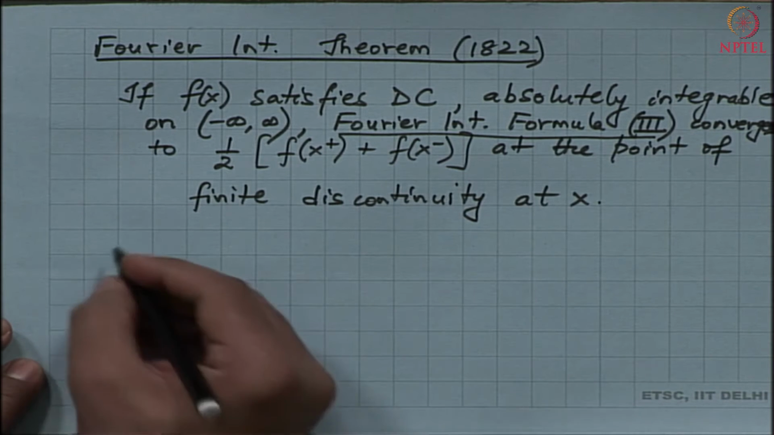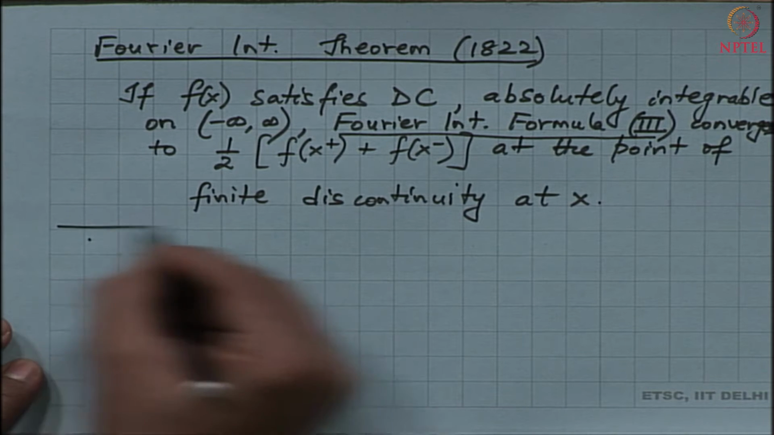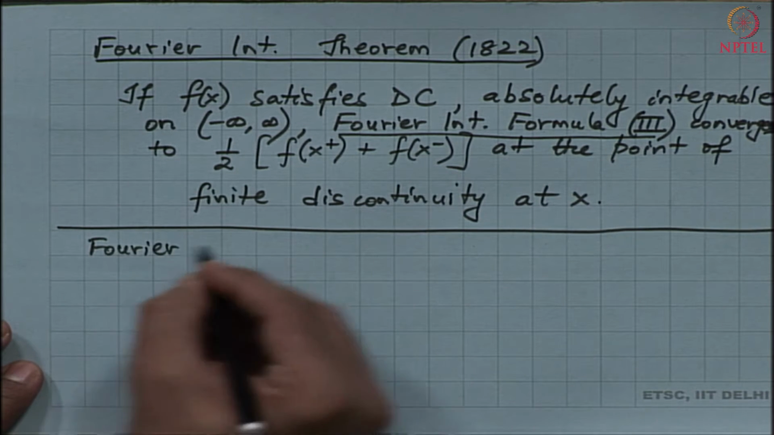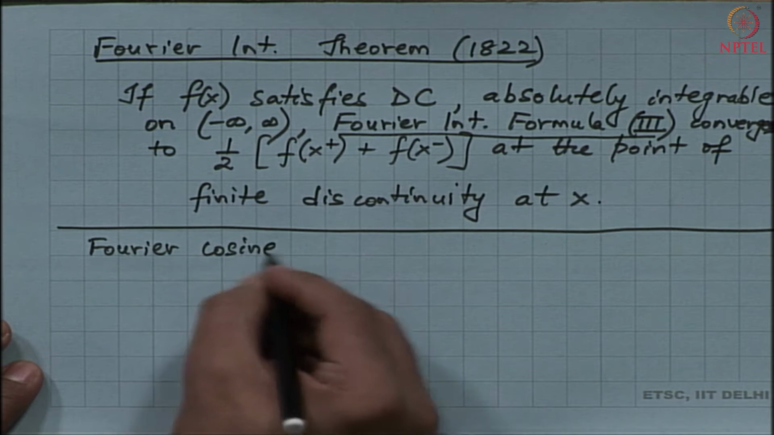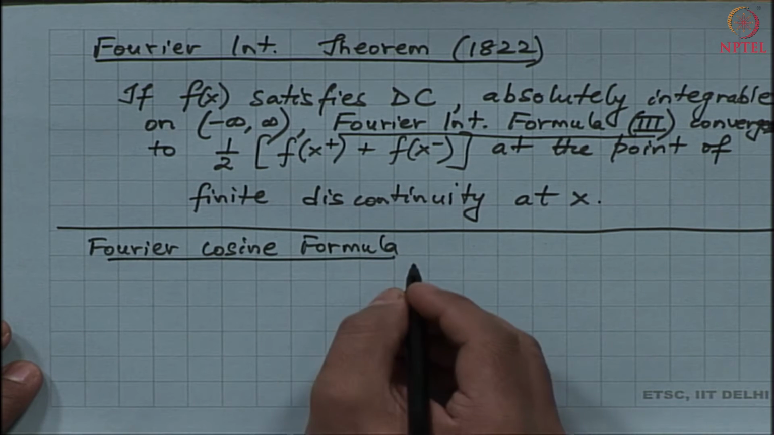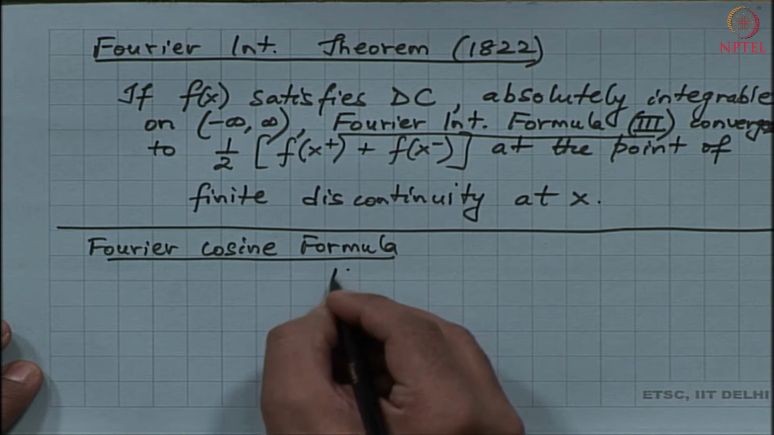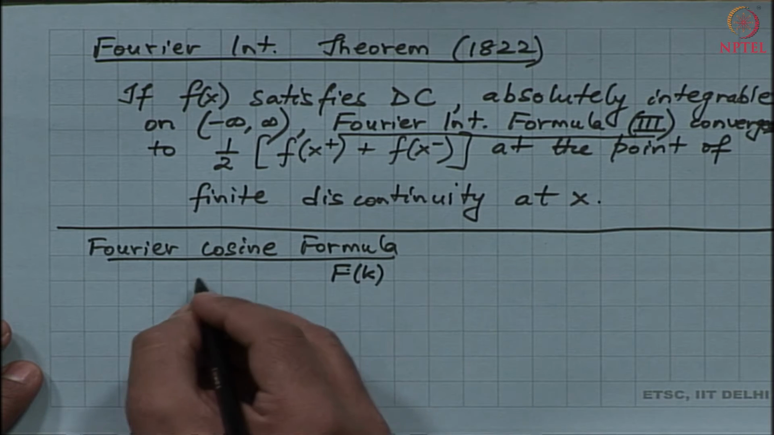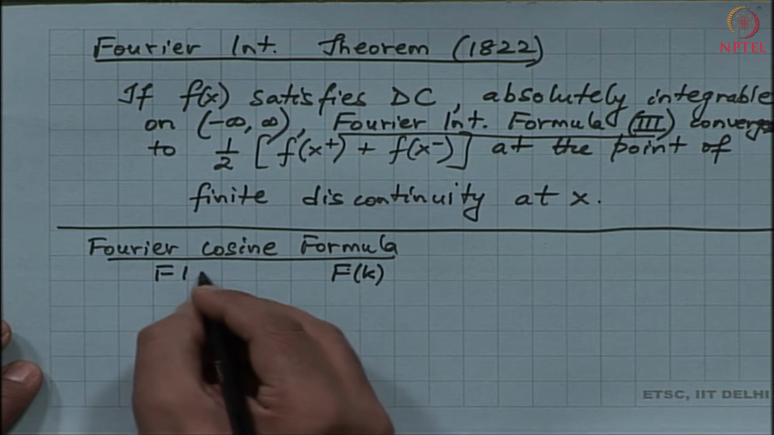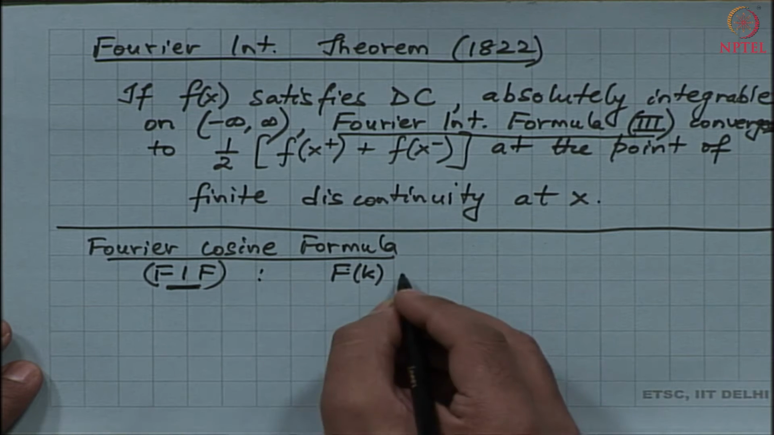Okay, so then from the Fourier integral formula I can always find the Fourier cosine formula. What is the Fourier cosine formula? So, notice again, let me write down. My Fourier integral formula, so I am using some short notation here. I denote by the following.